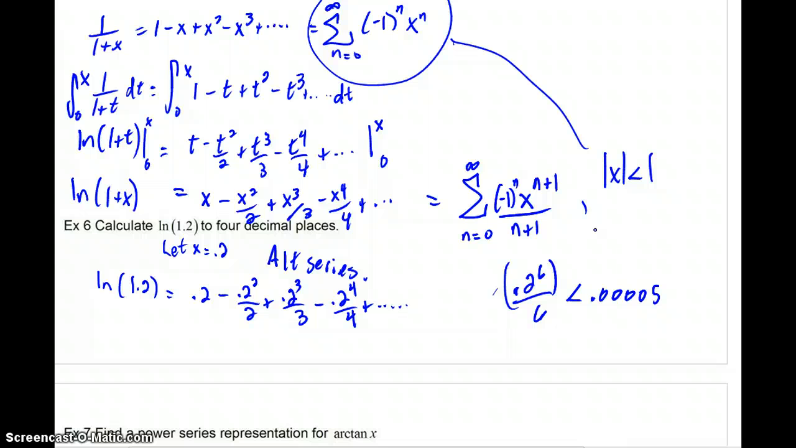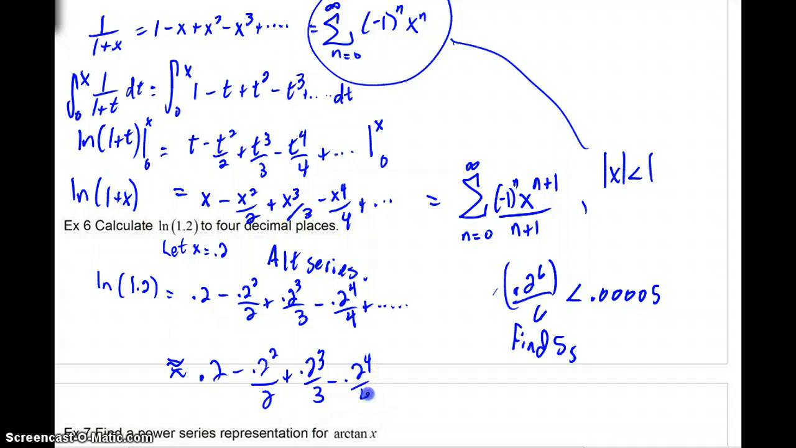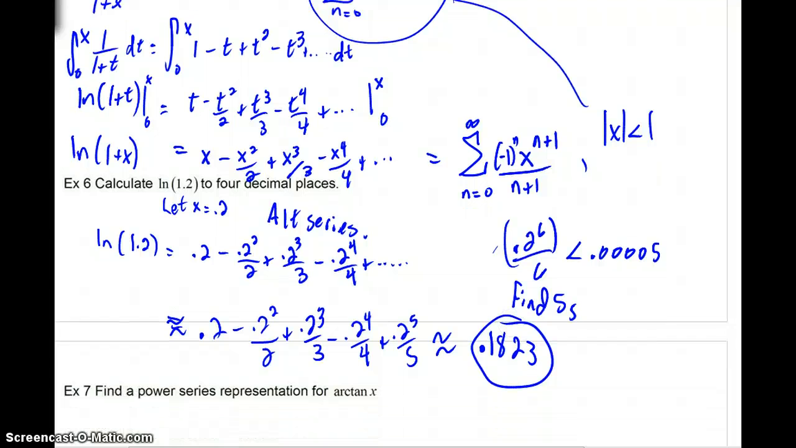So what does that mean? It means we're going to actually add up to n equals 5. So we're going to say find s sub 5. So in so doing, if we said this is 0.2 minus 0.2 squared plus 0.2 cubed all over 3 minus 0.2 to the 4th all over 4 plus 0.2 to the 5th all over 5. Use your calculator. Hopefully you will confirm what I am seeing right here, 0.1823. That's your sum accurate to 4 decimal places.